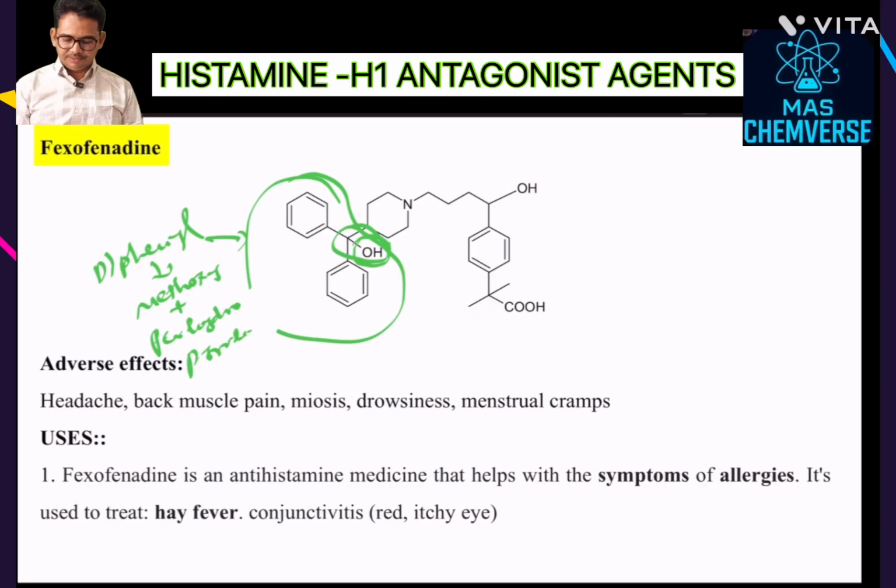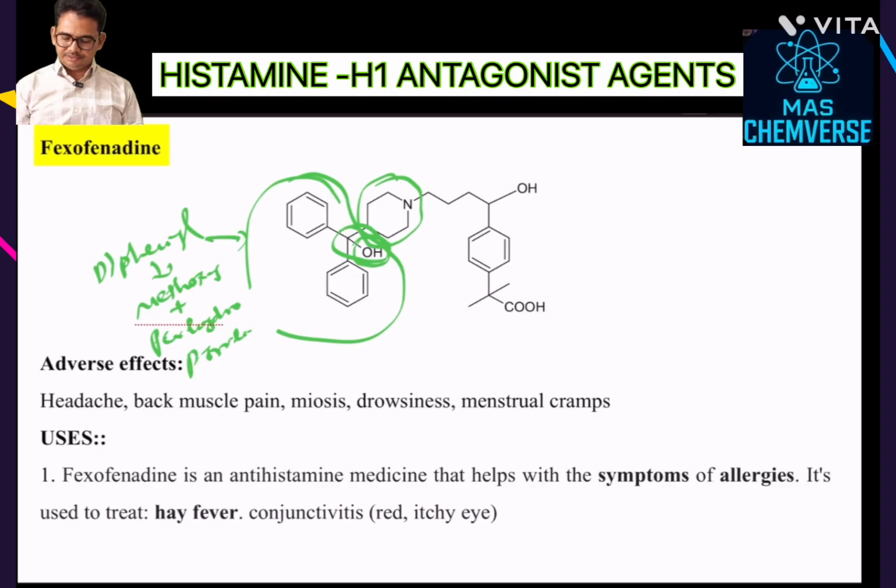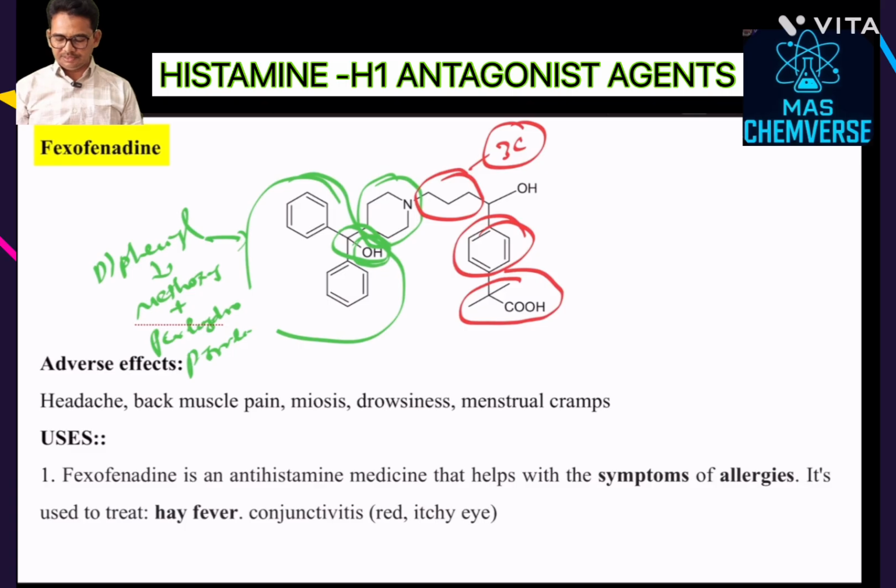Perhydropyridine, this is perhydropyridine. Then next, it is having three carbons, which will be attached to the benzene, as well as, here you might be observing, this side chain and this hydroxy group. This is called fexofenadine. This is also useful in various types of allergies.